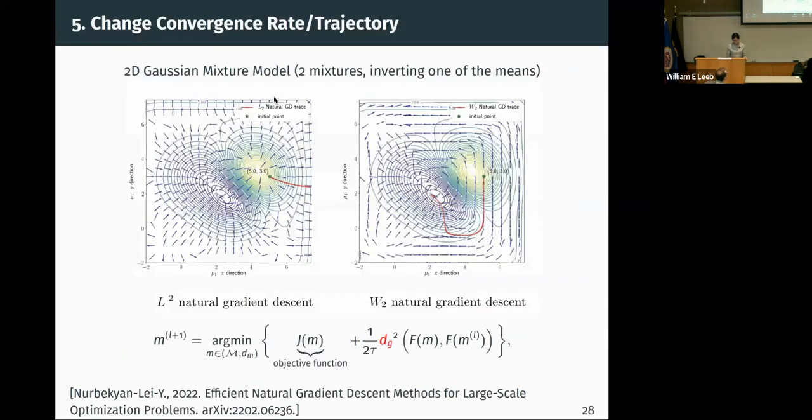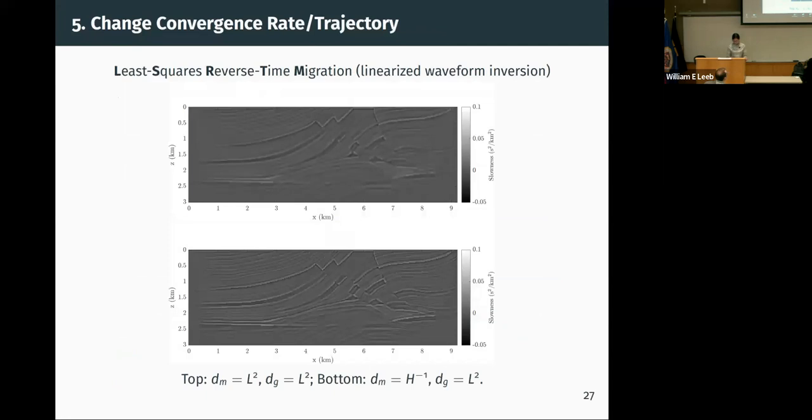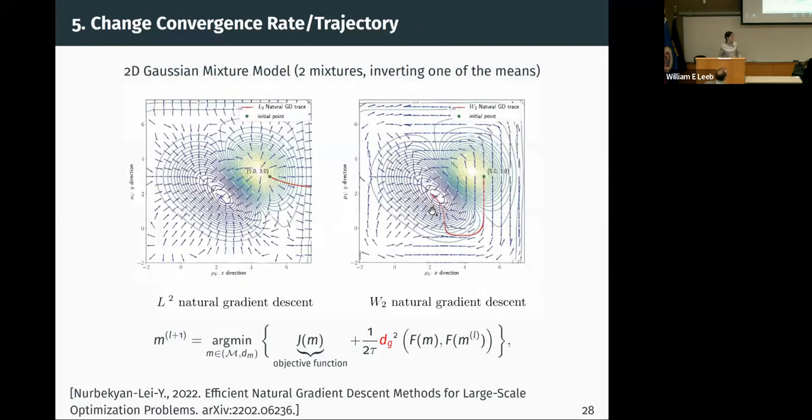Yeah, this one. Oh, so where is that? Okay. In this, have you seen any other trajectories, how they change with varying norms besides just the Wasserstein norm?